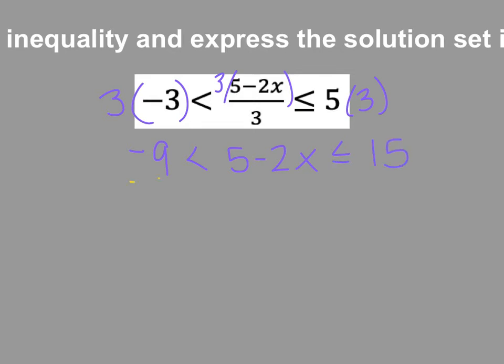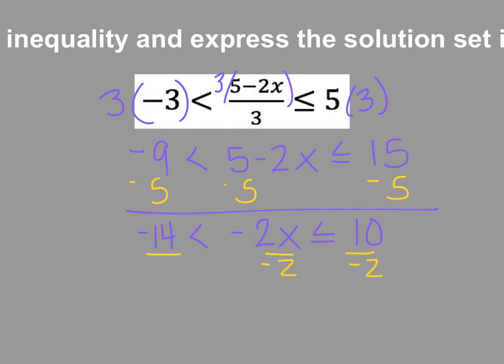So now I'm going to subtract 5, which produces negative 14 is less than negative 2x, which is less than or equal to 10. Finally, I will divide by negative 2, which will cause me to reverse the direction of my inequality symbol because I'm dividing by a negative. So 7 is greater than x, which is greater than or equal to negative 5.